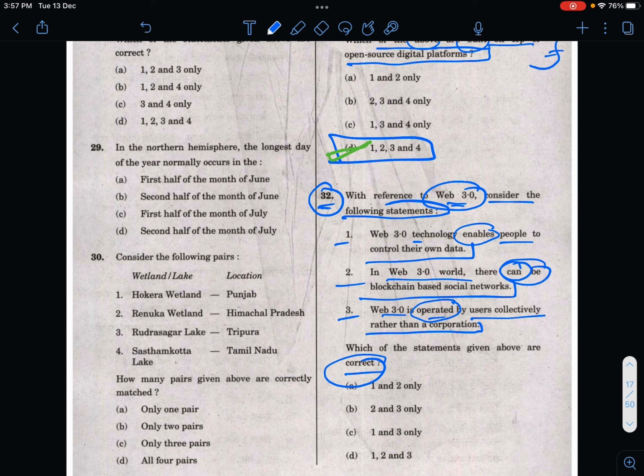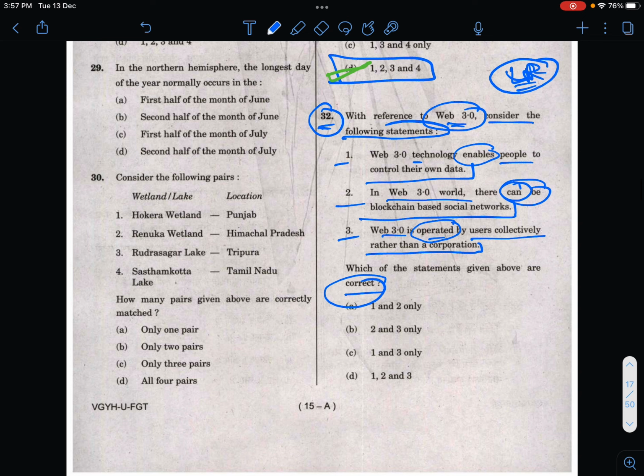So again, since this question has not come from a standard source, this is another logical reasoning based question for me. I observe two, three factors when I go through the first three statements. The first thing that I observe is that all of them are positive statements. So they're not talking about the limitations of the application. They're talking about the possible applications: that it enables people to control their own data, second, there can be a blockchain based social network, and it is operated by users collectively. That was the first insight.